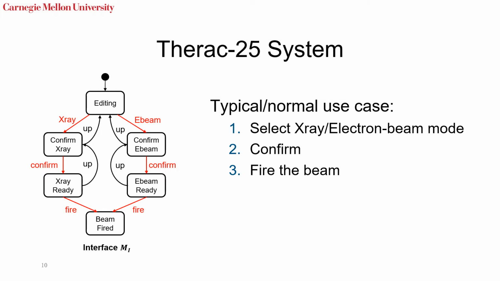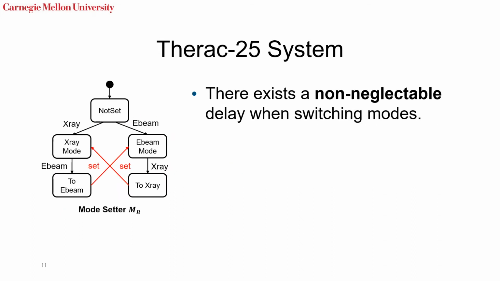A typical use case is the user selects either X-ray mode or electron beam mode, then confirms the mode, and finally fires the beam. Also, the user can use up to go back to the previous step. For the mode switcher, there is a non-negligible delay when the user is switching from one mode to the other. For example, if the system is in X-ray mode and the user switches to the E-beam mode, then the system will still be in X-ray mode until the set action has happened. And we will see that this delay may cause overdose or underdose problems.